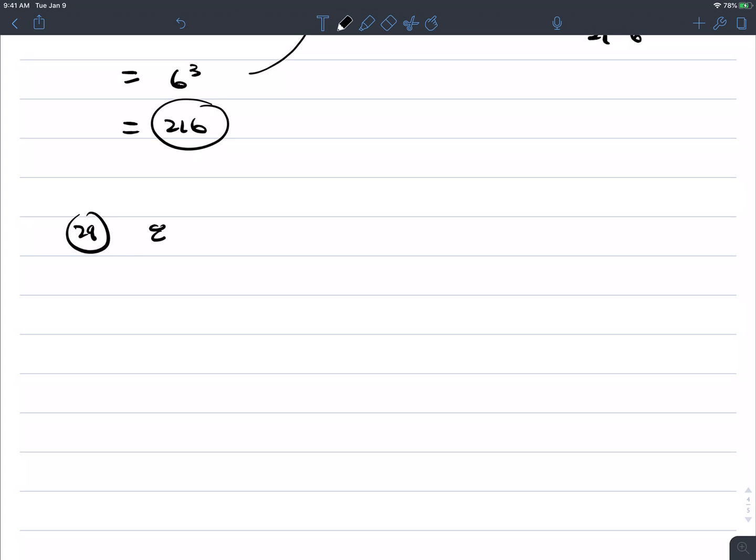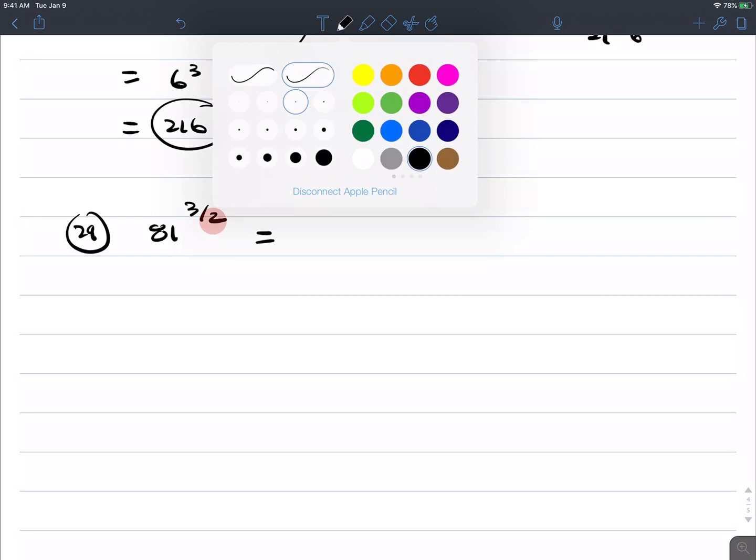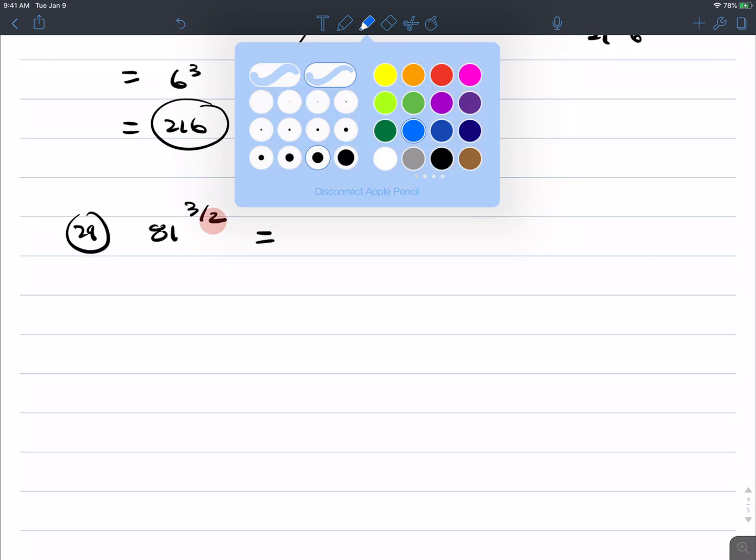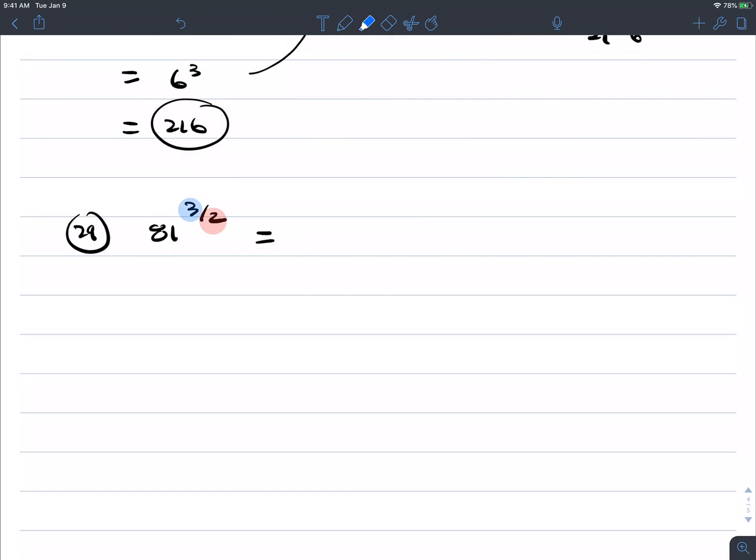29, we have 81 to the 3/2 power. And again, we're going to evaluate. So remember, the 2 is in the denominator position. The 3 is in the numerator position. So what power do we put outside here? Good, we put the 3. Okay? And then so inside we have what? Square root of 81. Good.